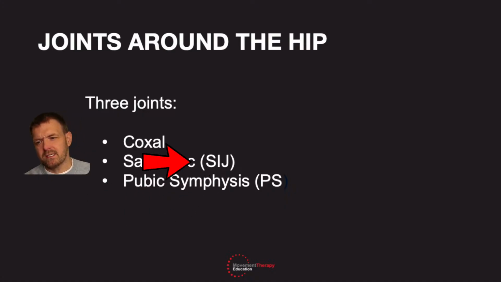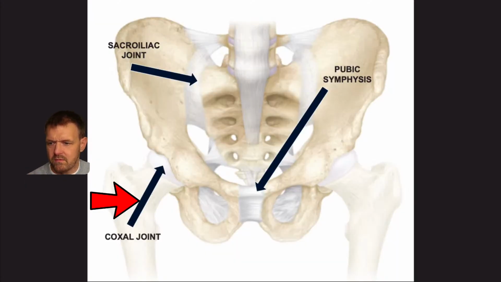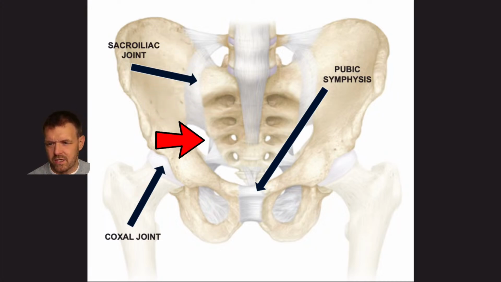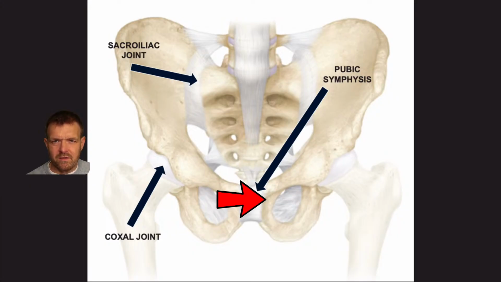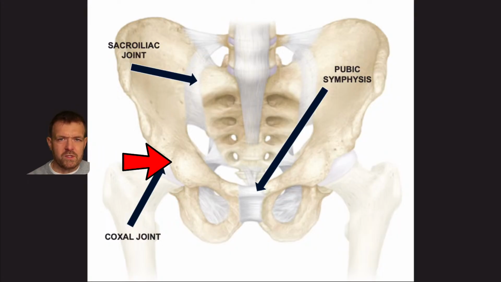Sometimes it's said the other way around, sometimes it's said symphysis pubis, but it doesn't really matter which way you say it. So there's your sacroiliac joint, which is often shortened to SIJ, so you might hear people use that term. And then the pubic symphysis at the front, and then the coxal joint, which is your hip joint on the side.